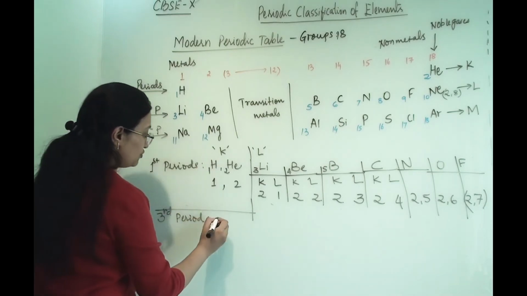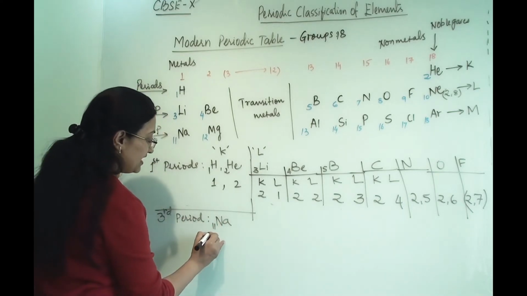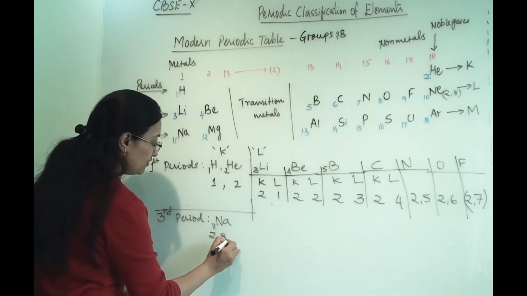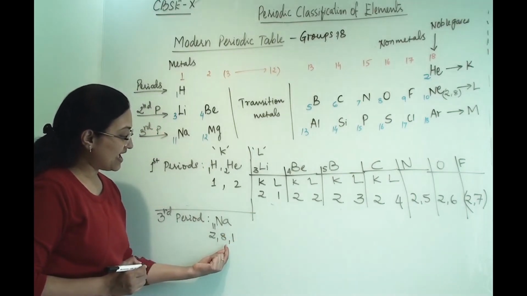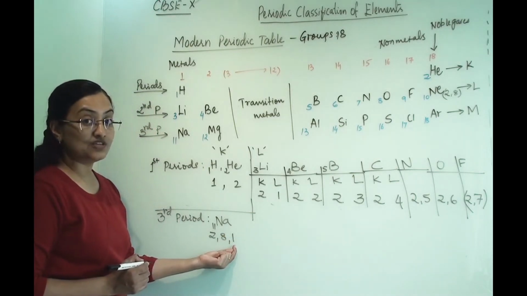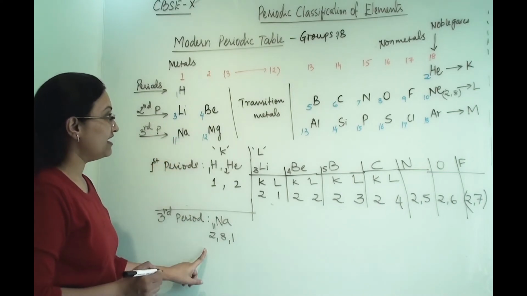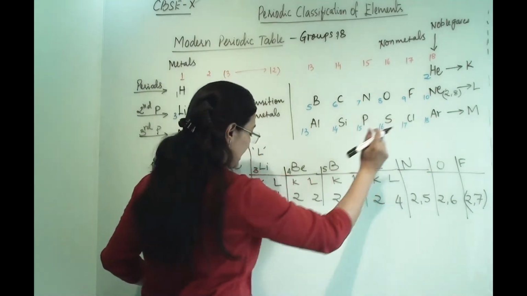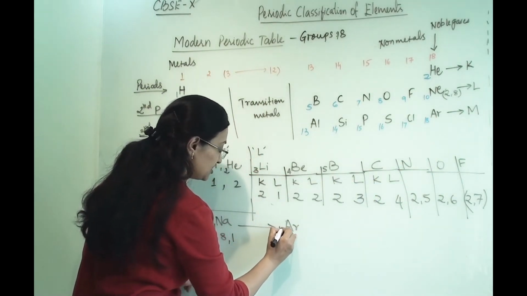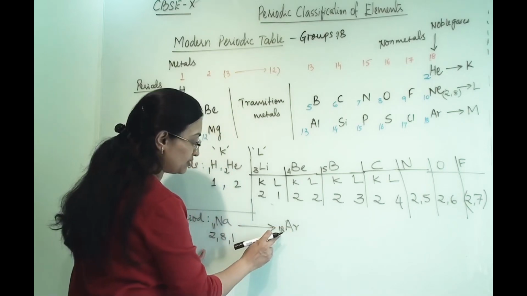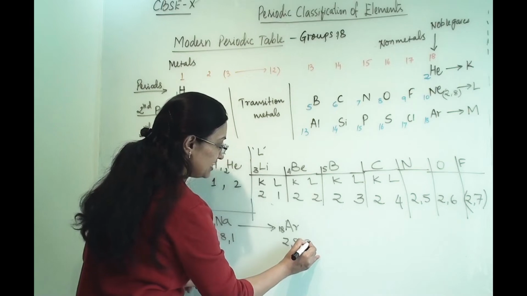So in this, sodium is there. Sodium's atomic number is 11 and its configuration is 2, 8, 1. If you have noticed, K, L and M: the M shell has been started here with the first element of the third period. And when we reach argon, the third shell will be completely filled because there are 18 electrons. So 2, 8 and 8.